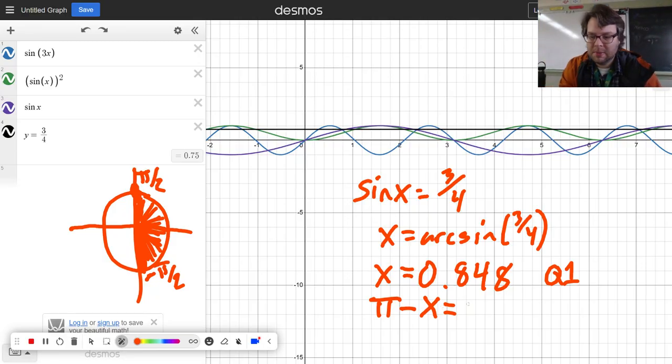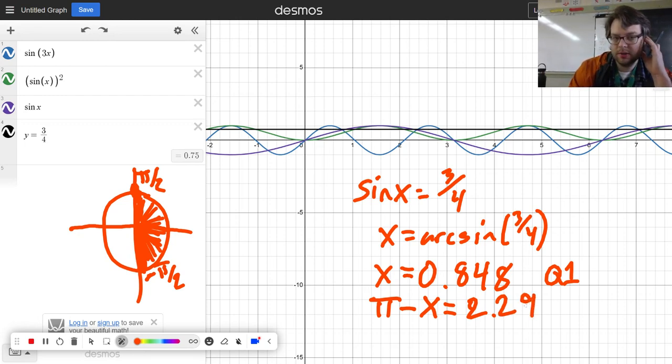So that's just something to keep in mind, that the arc sine function on your calculator will only give you quadrant 1 or quadrant 4. Arc cosine, on the other hand, gives you quadrant 1 and quadrant 2.